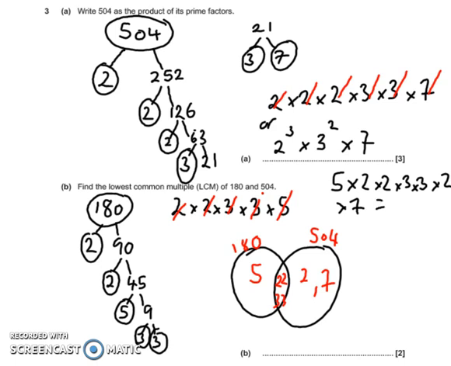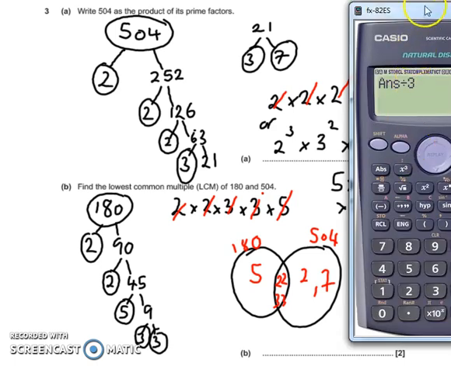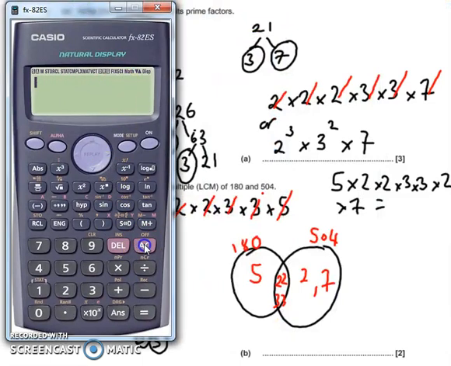Being really lazy, I'm going to pick up my calculator and do it on there. So 5 times 2 times 2 times 3 times 3 times 2 times 7. My lowest common multiple is 2,520. I write that in my answer box and that gives me full marks.